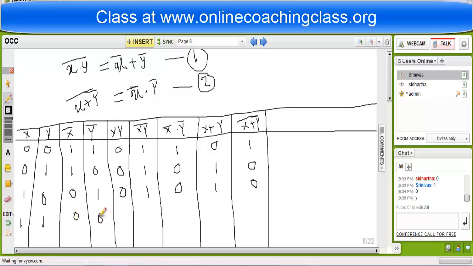Those are 0, 0. Now tell me, what is the value of xy? 1. Good. Value of xy bar? Good. Value of x bar, y bar? Why is it 1? Why is it 1? Explain.